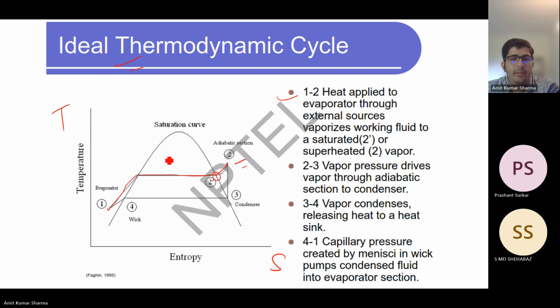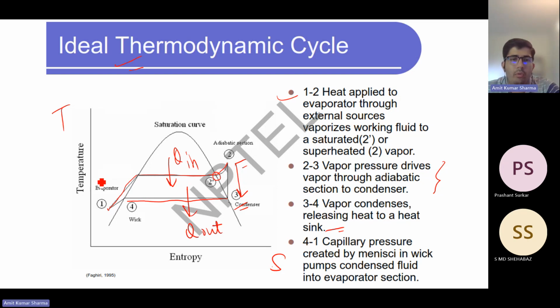After that, in 2 to 3, vapor pressure drives vapor through the adiabatic section to the condenser. So due to the vapor pressure, the vapors are going to the condenser side. Then 3 to 4, vapor condenses, releasing heat to a heat sink. So now vapor is converting into liquid. Here they are taking Q in, here it's Q out.